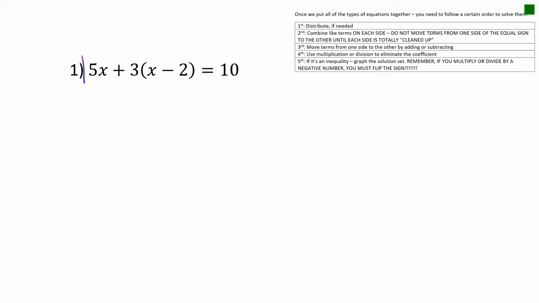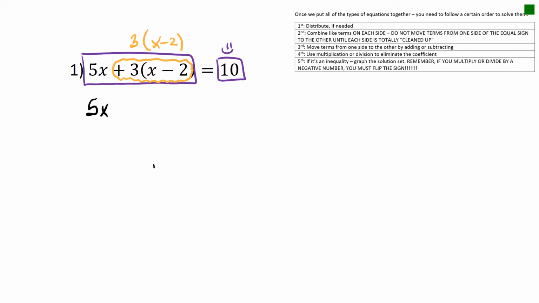What I want you to do, remember I said we're going to put boxes around the left side and the right side. This side is already all cleaned up. It's just 10. The left-hand side, however, is not cleaned up. So if you look right here, this is the distributive property. How do I know that? Because I have a 3 times x minus 2. A number times a quantity is a distributive property. You learned that. You should know that pretty well from last year.